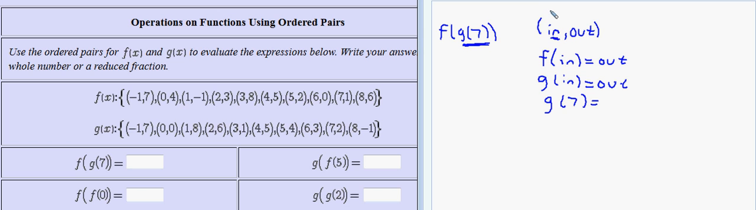The fact that 7, 2 is on g means that if the input's 7, the output's 2. So in function notation, it would look like this: if the input's 7, the output would be 2, and it means that g of 7 is 2. In math, if you've got two things that are equal, you can substitute one for the other. So all of this can be substituted with the number 2. I take g of 7 and think of it as just going away, replaced with the number 2.